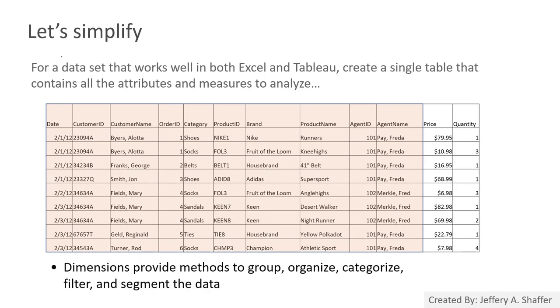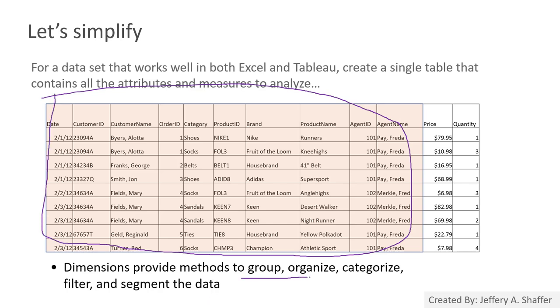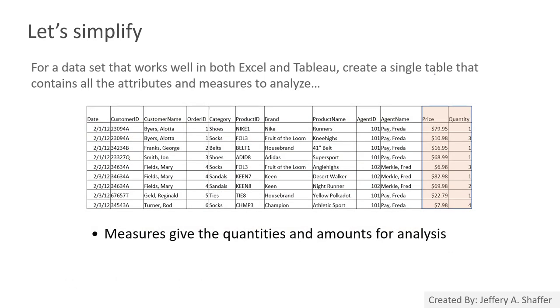So the first part is considered dimensions because we can group, organize, or categorize that data set. And the other part is considered measures. I think the key takeaway is that even if the data look like numbers, they may not be measures; they might be dimensions.